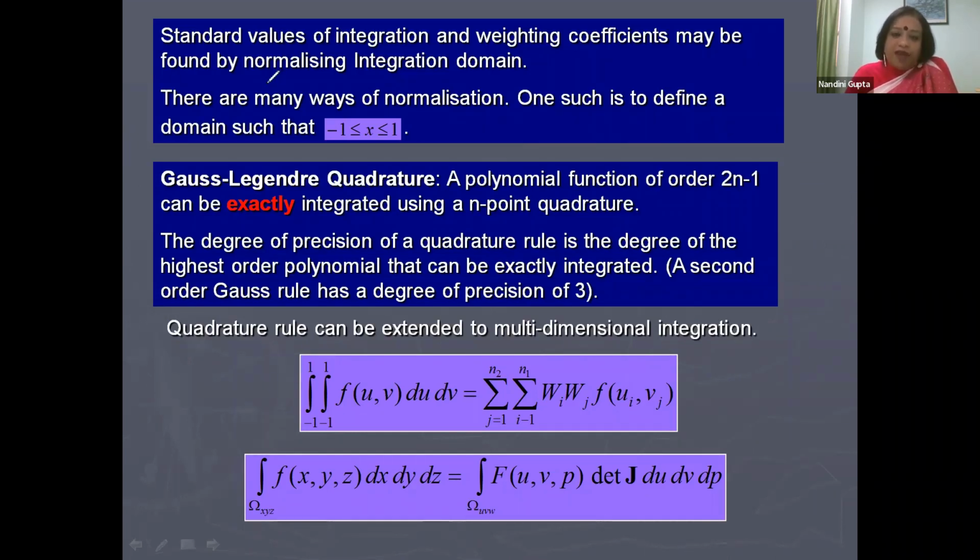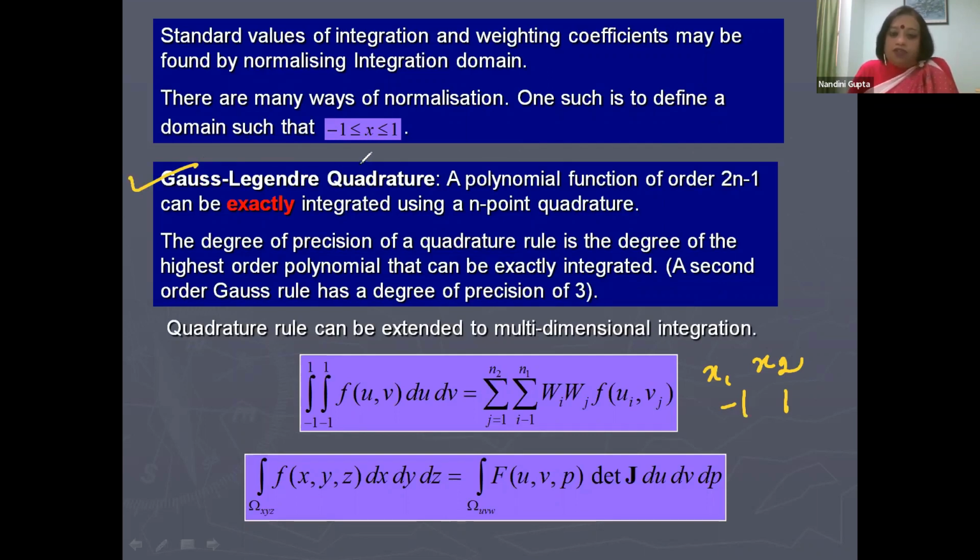As you see, we have already normalized the integration domain. We are no longer going to obtain the integration between points x1 and x2. We are going to perform the integration between points -1 and +1. So we have already defined the domain between -1 and +1. Now I'm going to give you the statements of the Gauss-Legendre quadrature technique that we are going to use.